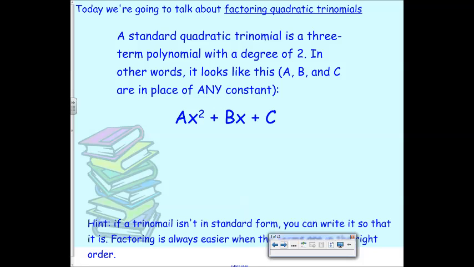All right, so every standard trinomial should be written in that order. If it isn't written in that order, you should change it so that it is. So if that means you have a negative on the first one, that's fine, but you need it in this order where it's got x squared, bx, and c.